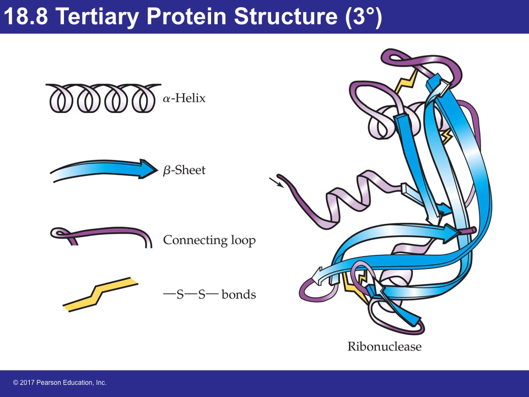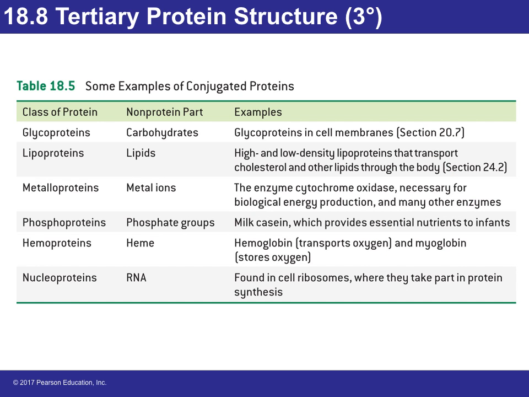In this summary, you start with the alpha helix, the beta sheet, some connecting loops, and some disulfide bonds, all of which are going to make more coiling. And here are some examples of conjugated proteins: glycoprotein, lipoprotein, phosphoprotein, hemoprotein, nucleoprotein such as RNA. I'll let you read that part.